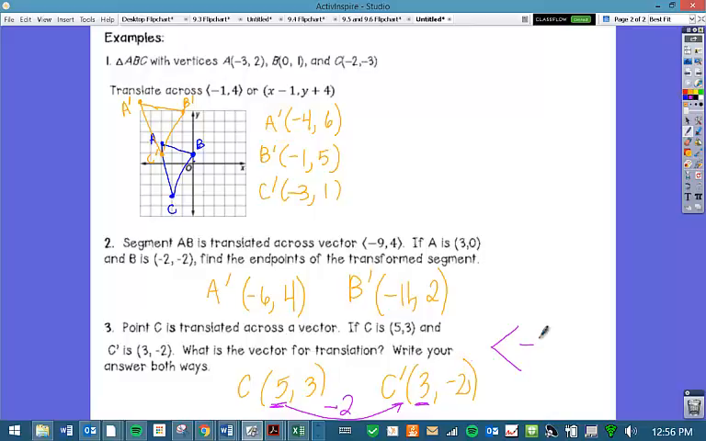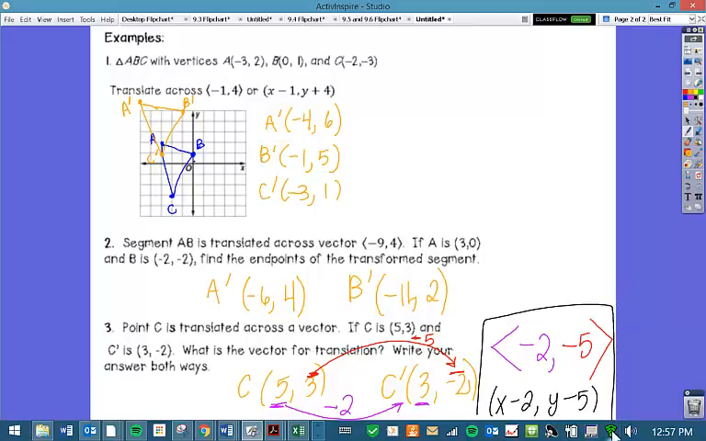So my vector, I'm going to subtract 2 from my x coordinates. And then I'll look at my y coordinate. I went from 3 to -2. So it got smaller. I'm subtracting 5. I'm going down 5. So 3 minus 5 is -2. So my vector is <-2, -5>. That's one way to write it. Another way would be x minus 2, y minus 5. Both of these are my final answer.